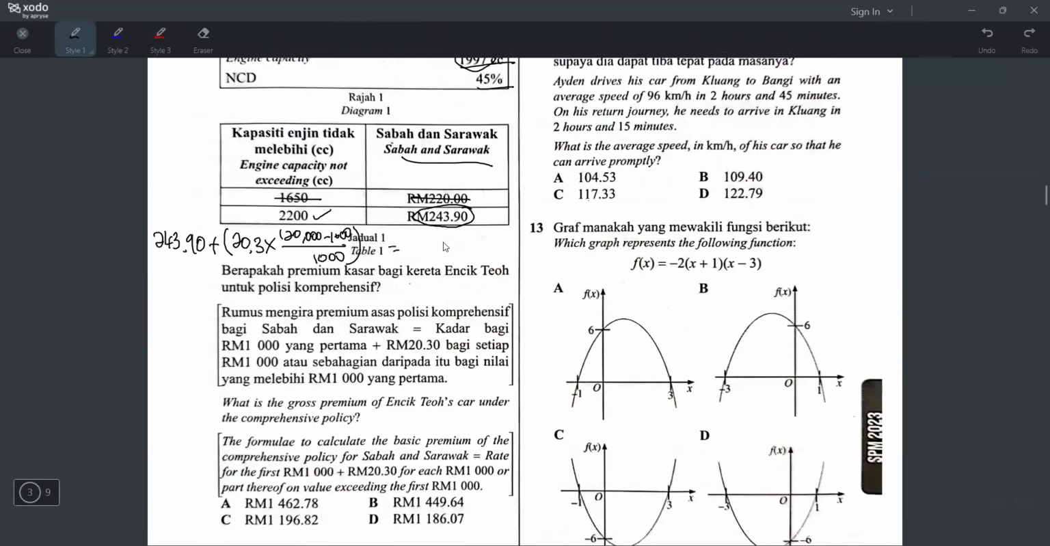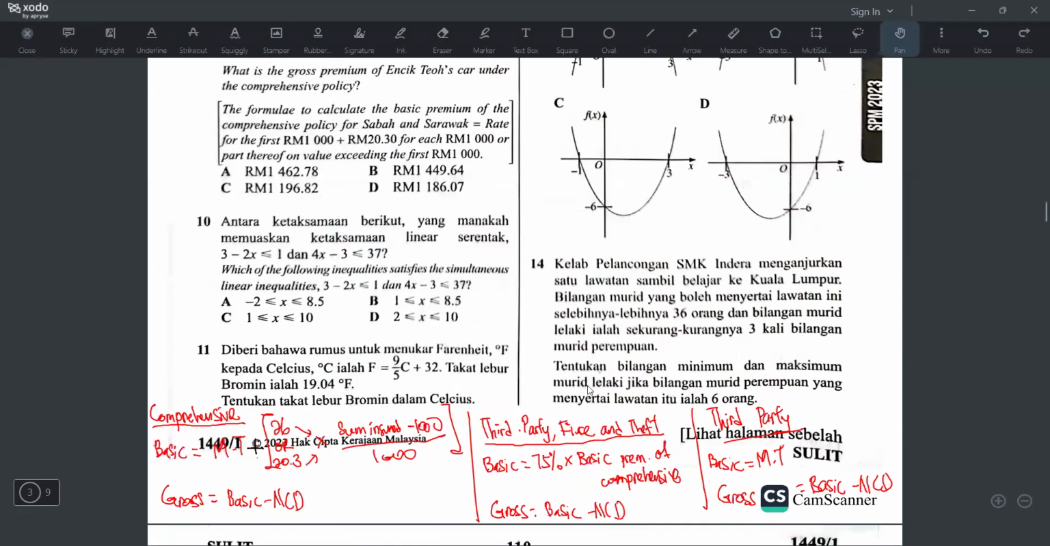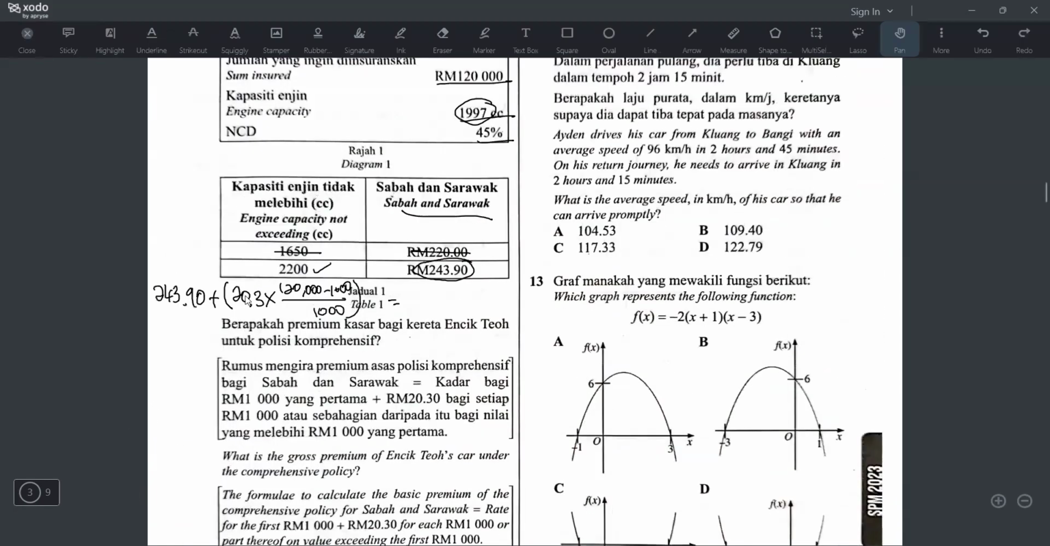Okay, if I tekan semua ni, I will get the answer for basic premium. Tapi I still have to tolak NCD nanti. Okay, and also this question they actually give you the formula here already. Yeah, they already mentioned here rate for first 1,000 tambah dengan ni. Okay, but sometimes the exam won't tell you this formula one. So that's why you kena hafal lah formula. So yang saya tulis bawah sini ini semua kena hafal. Okay, sekarang kita boleh tekan semua ni.